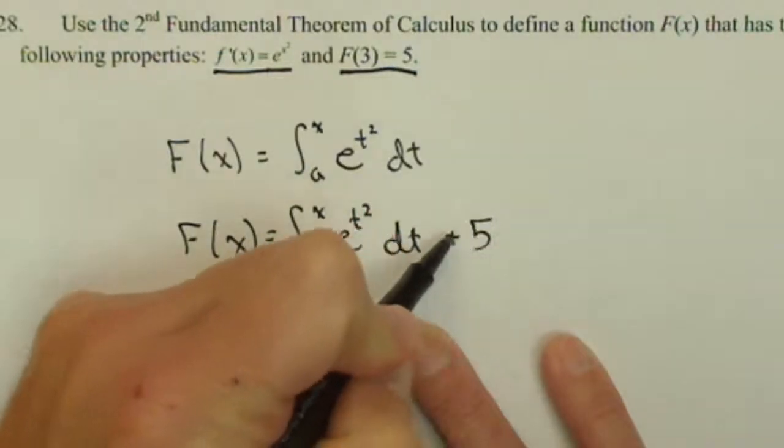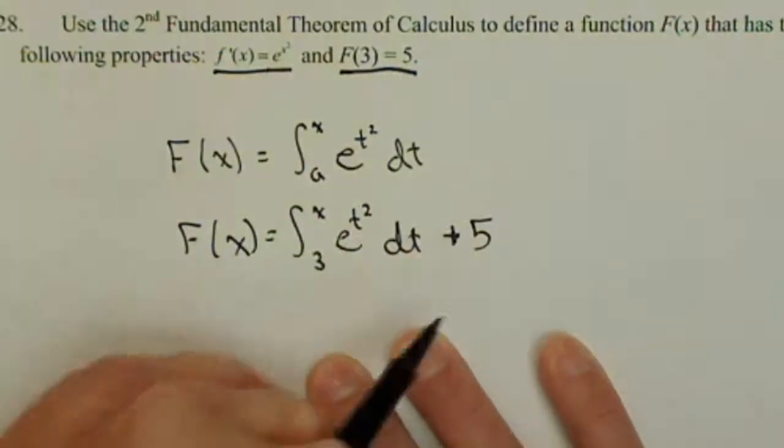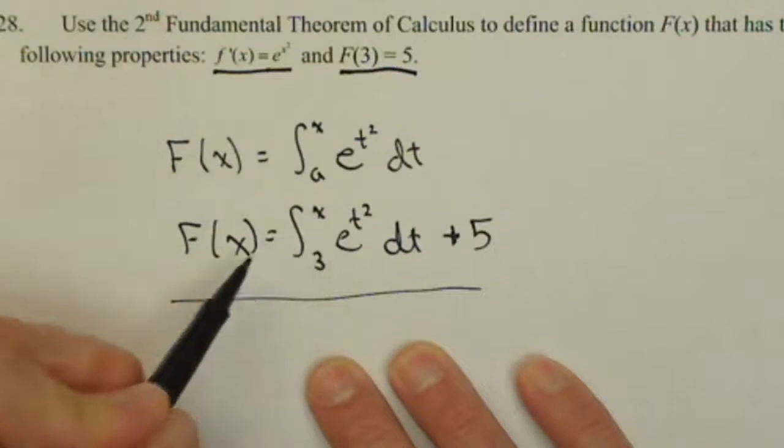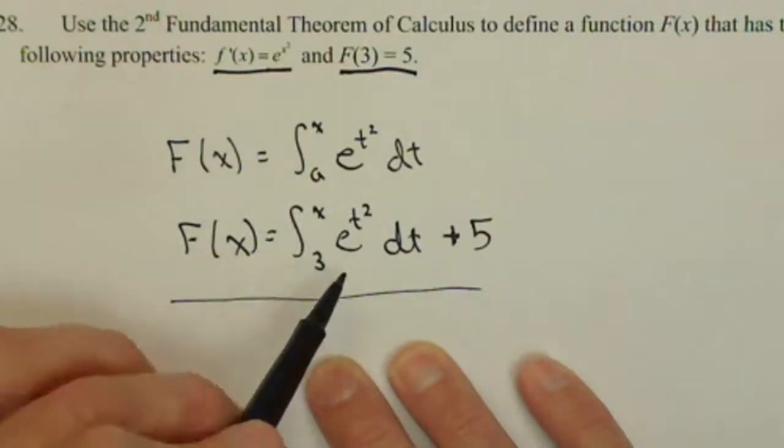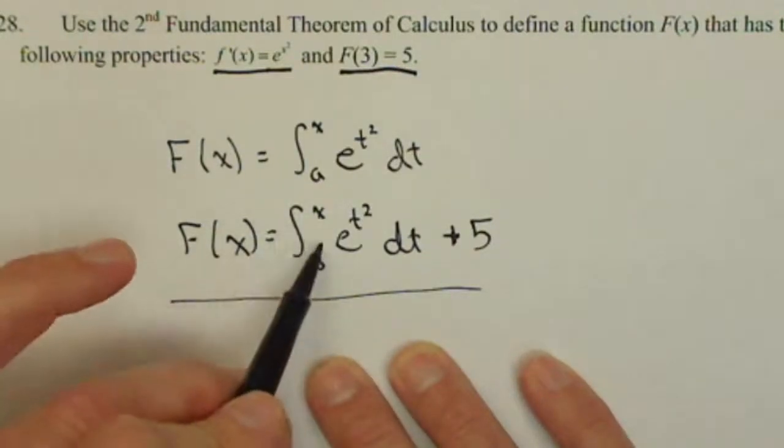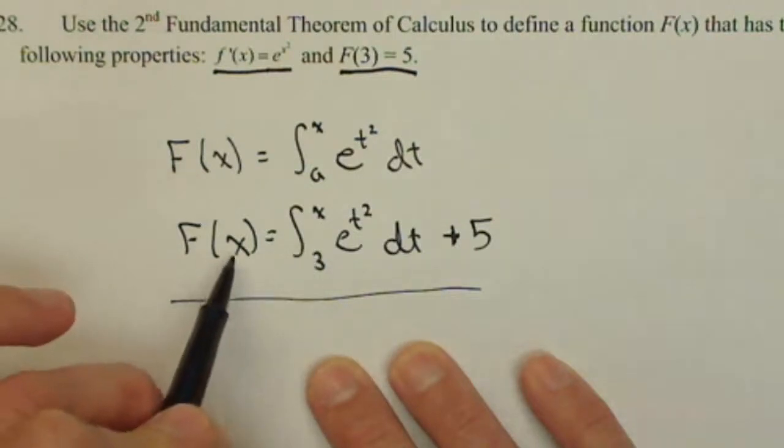and that means I just have to add 5 to the end, and now we have a function that takes x as an input, gives out values. They'd have to be numerically computed, but it gives out values for each input x.